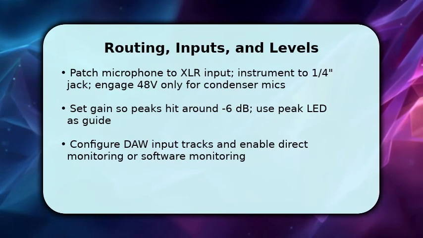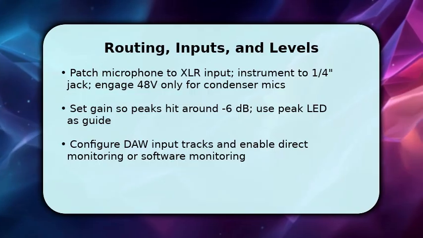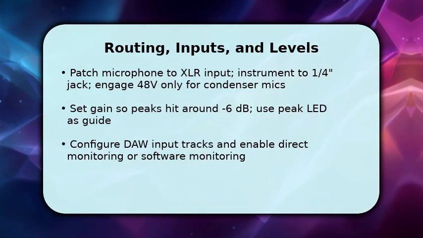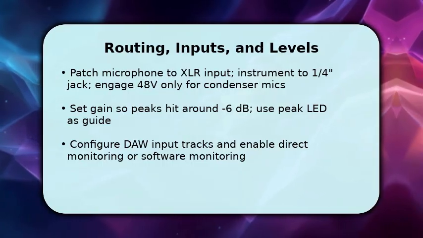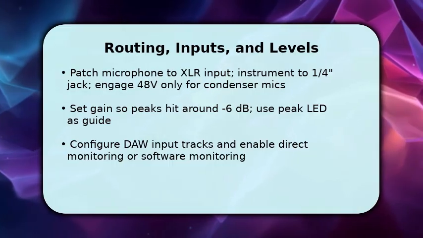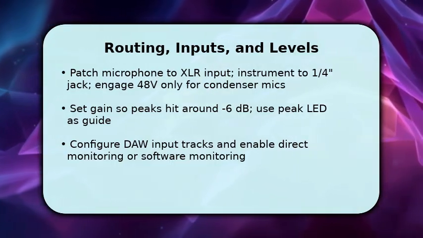Now route sources and dial in levels. Plug your microphone into the XLR and instruments into the 1/4-inch input. Enable 48V phantom power only when using condenser microphones. Once connected, adjust the preamp gain until peaks sit near -6 decibels to preserve headroom. Watch the peak LED to avoid clipping.